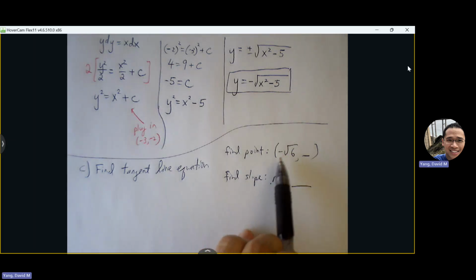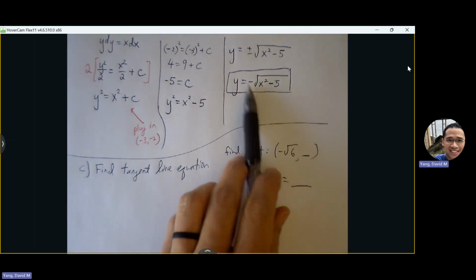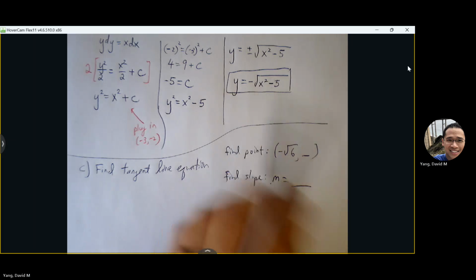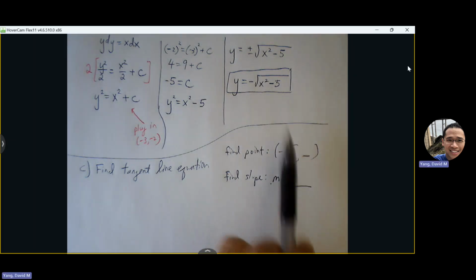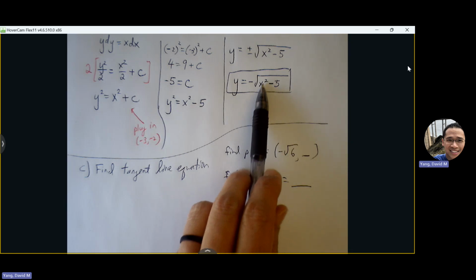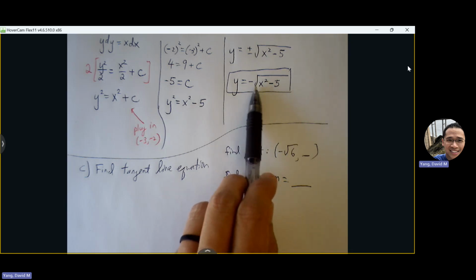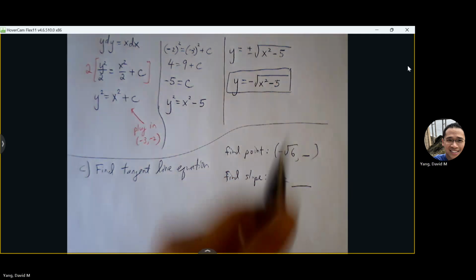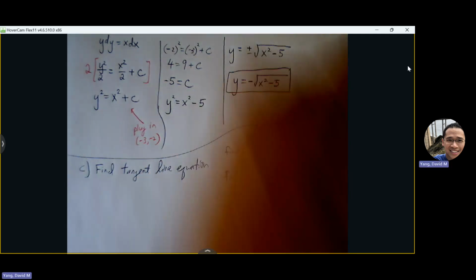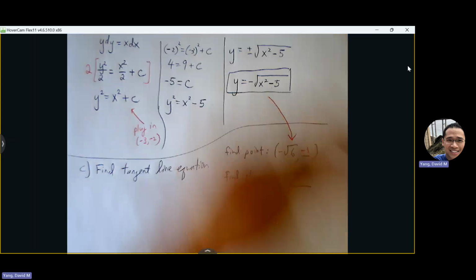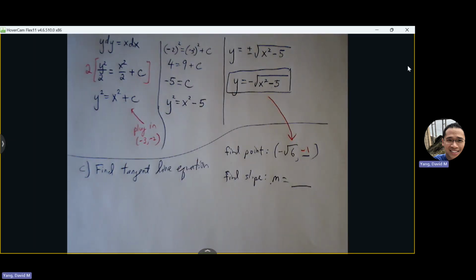So to find the point, plug -√6 in for the x, get our y. So -√6 in for x, I get -√6 squared, which is 6. 6 minus 5 is 1. Square root of 1 is 1, and then we have -1. So my y value is -1. We're just using the equation to get our ordered pair.